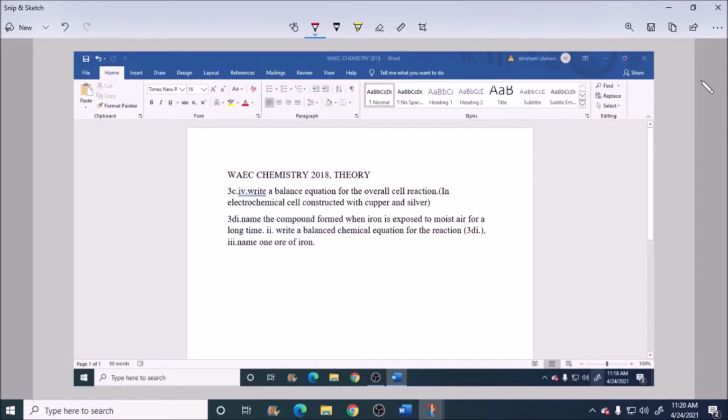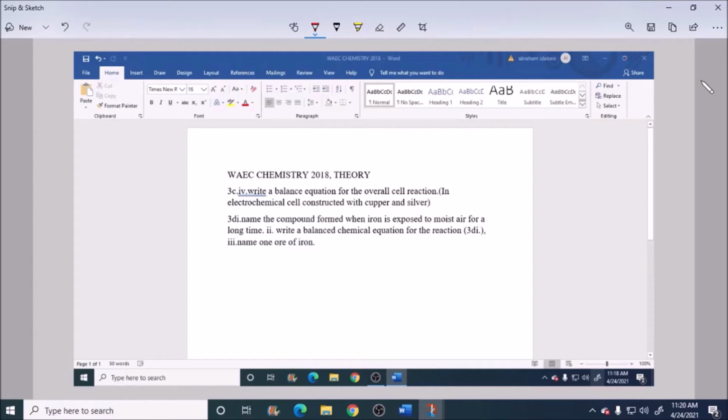Now for question number 3C, Roman figure 4, we have to write a balanced chemical equation for the overall cell reaction, that is the reaction where we use copper and silver to construct an electrochemical cell. The balanced chemical equation is when you react copper in solid form with silver in ionic form. Then we have copper 2 plus, and 2Ag, that is silver in solid form.